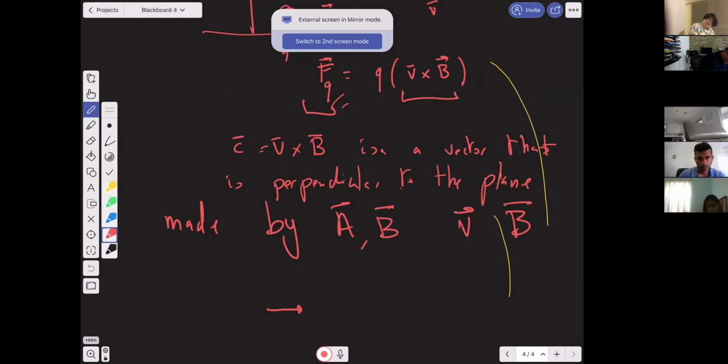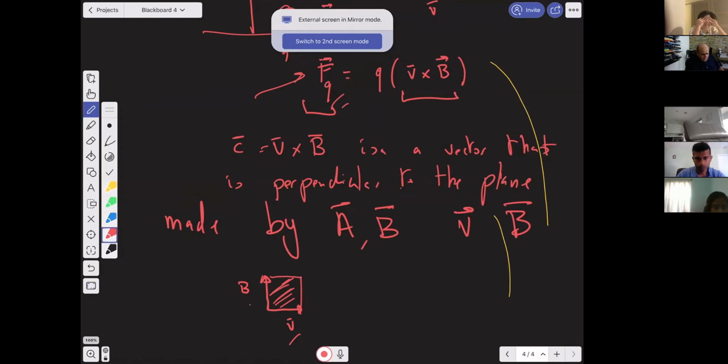So if V is going like this, and B is going like that, the plane is here. This is the plane, the screen. But the force is perpendicular to the plane contained within V and B. The plane contained in V and B is this one, but the perpendicular is coming to my eyes or going through the screen. So the vector is perpendicular to the plane.